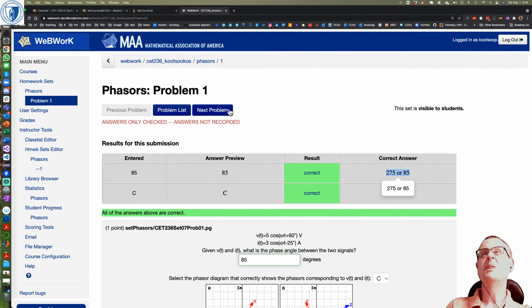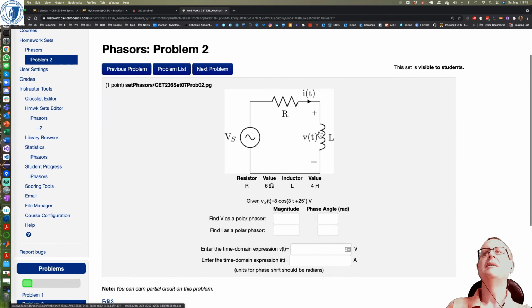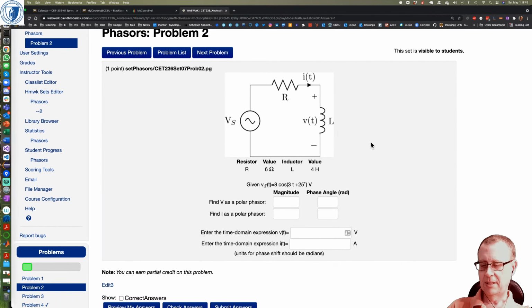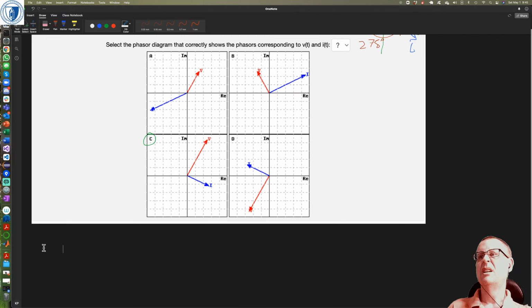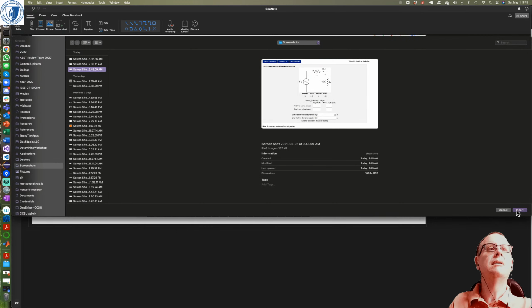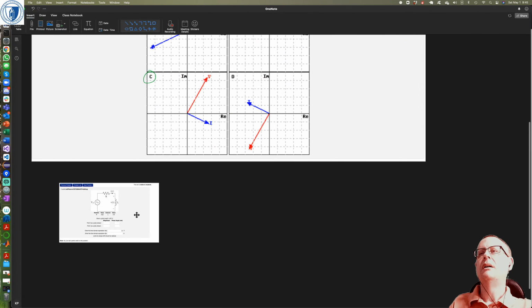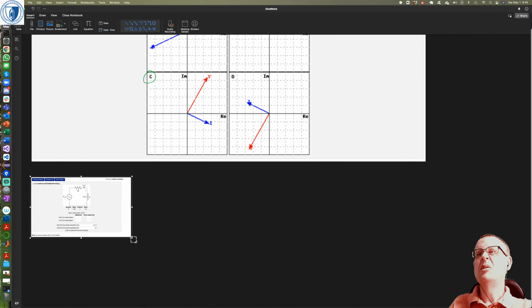So let's go to the next problem. Okay, so I'm gonna, again, I'll take a screenshot so I can draw on it over in OneNote. And insert a picture. Insert that picture. And let's just move it over there and make it big so we can see it. There we go.